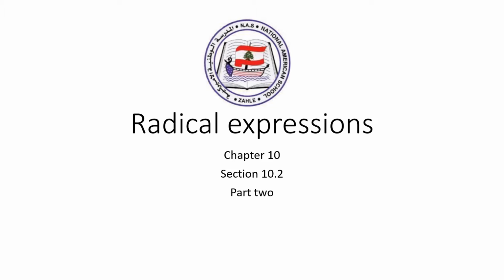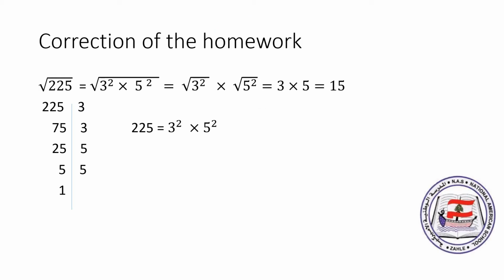Today's section is Radical Expressions, Chapter 10, Section 10.2, Part 2. The objective of this section is to simplify radicals. Correction of the homework. The first radical is √225.